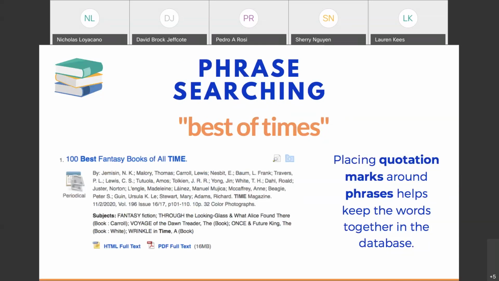For example, the words best, of, and times on their own and out of order don't really mean a lot, because if I search for that, the first article that I get is 100 Best Fantasy Books of All Time. However, as a phrase, it is part of a very specific quote from A Tale of Two Cities. So if I wanted to search for that quote, I would need to put quotation marks around the phrase.